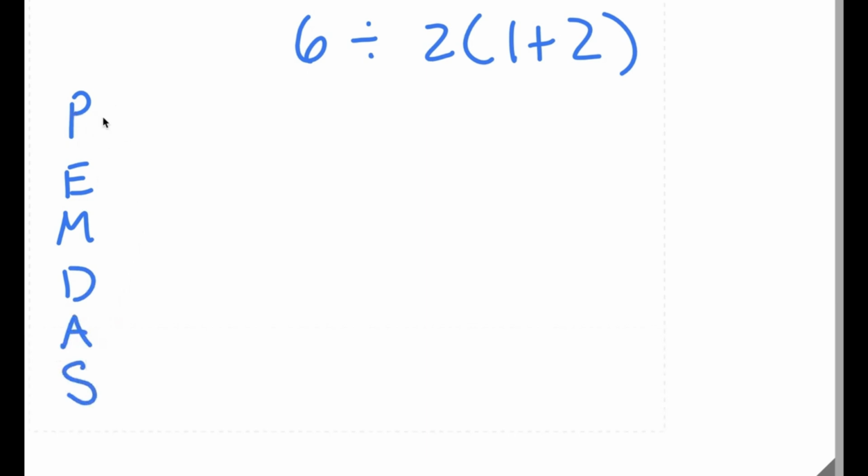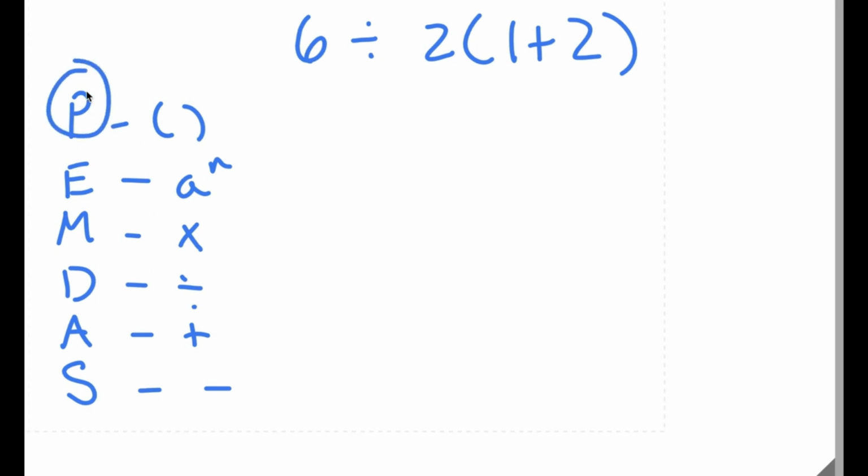So the P here stands for parentheses, the E stands for exponents, the M stands for multiplication, the D stands for division, the A stands for addition, and the S stands for subtraction. So we have to go in a certain order. What we first start with, we start at the top, and we first look for parentheses. So if something is in parentheses, we solve that first.